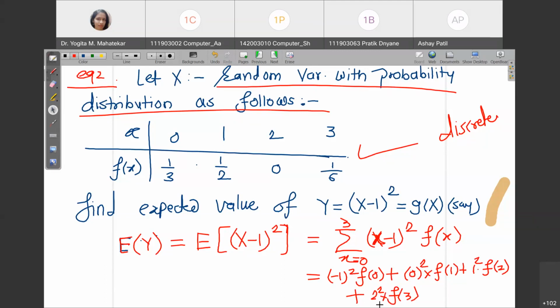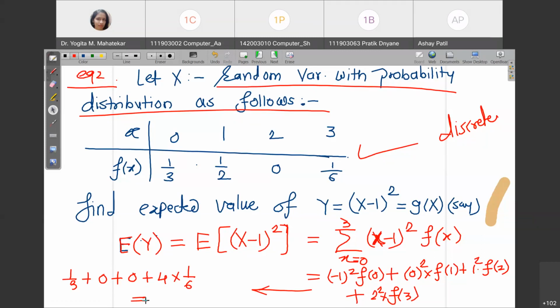What is f of 0? Now we just substitute the answer. So f of 0 is 1 by 3, plus the second term will be 0 plus f of 2, which will be 0 plus 2 square is 4, into 1 by 6. So what is the expected value of y? 1 by 3 plus 1 by 6.